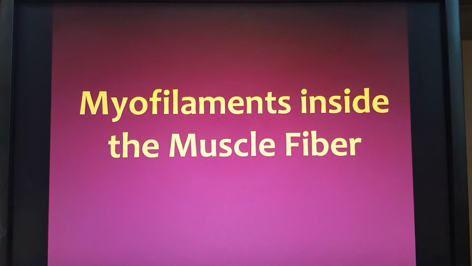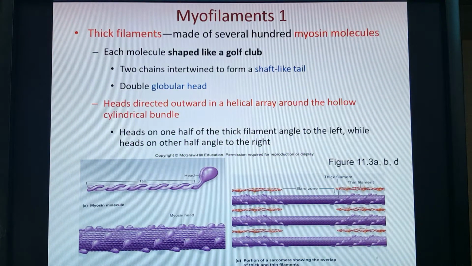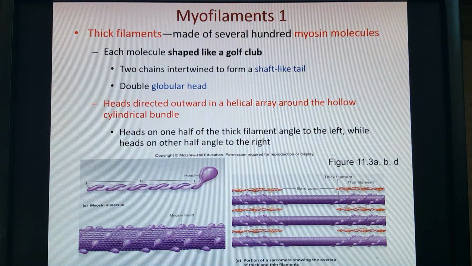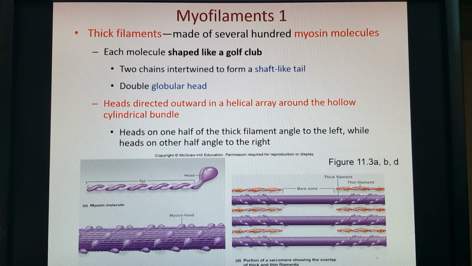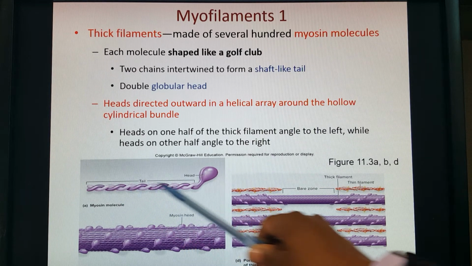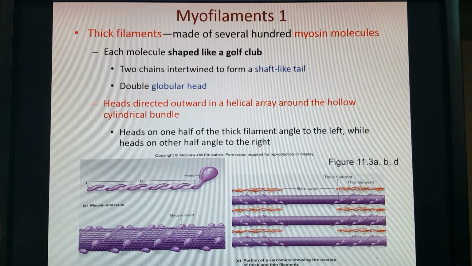Okay, so let's focus on our myofilaments inside the muscle fiber. We have two different types of myofilaments. We have thick filaments, which are made up of myosin. So that is the protein that creates our thick filaments. And the shape of our myosin molecules is kind of like a golf club. So the handle portion that you hold is the tail region. The head portion is kind of like the end of the club that you would smack your golf ball with.